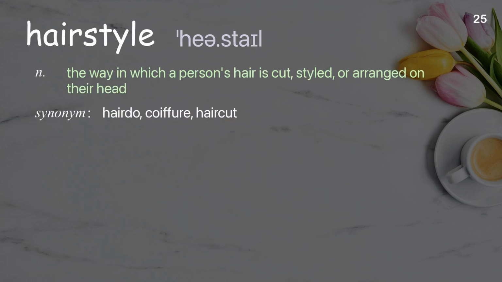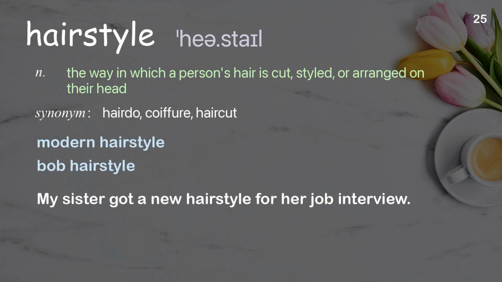Hairstyle. The way in which a person's hair is cut, styled, or arranged on their head. Examples: Modern hairstyle. Bob hairstyle. My sister got a new hairstyle for her job interview.